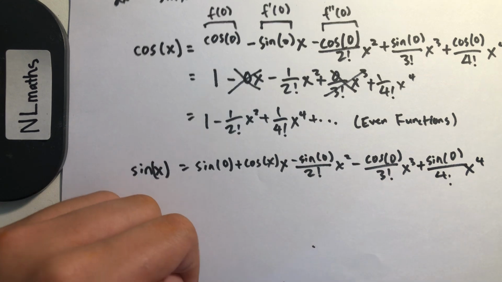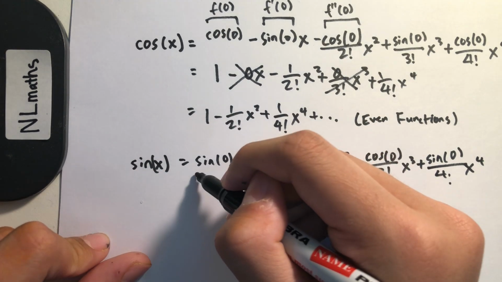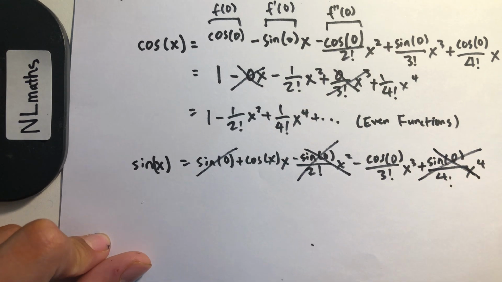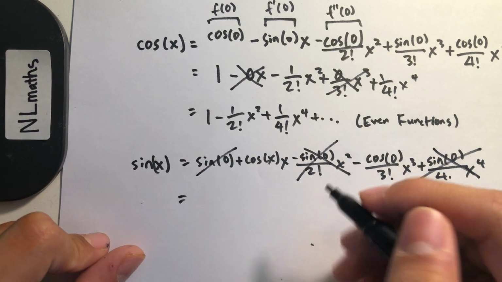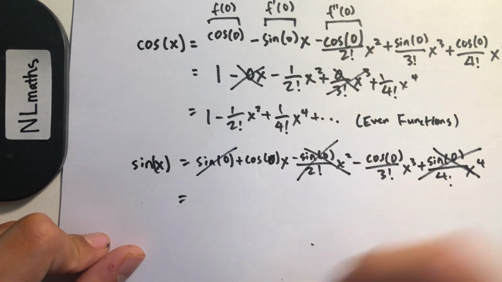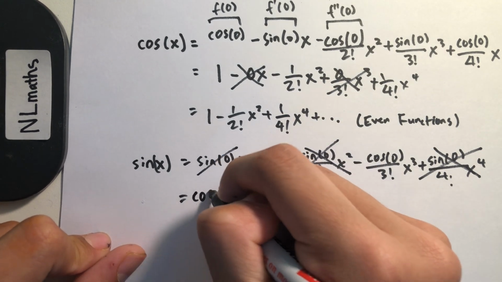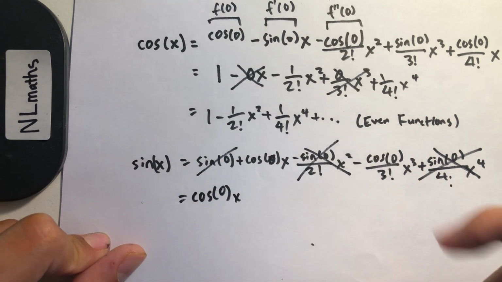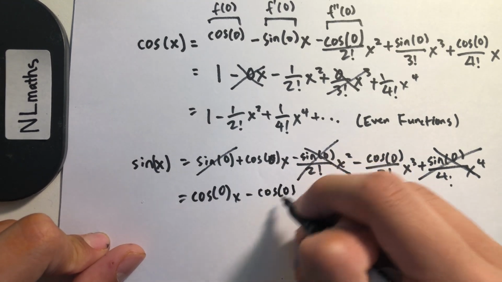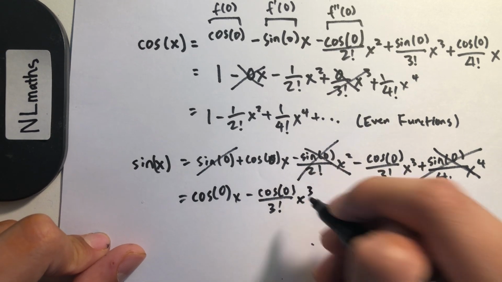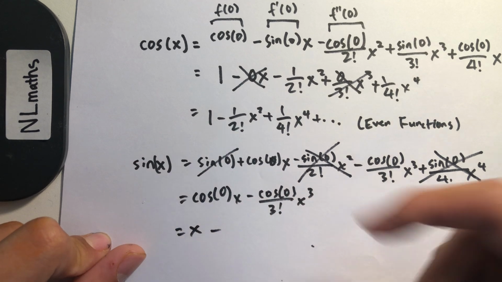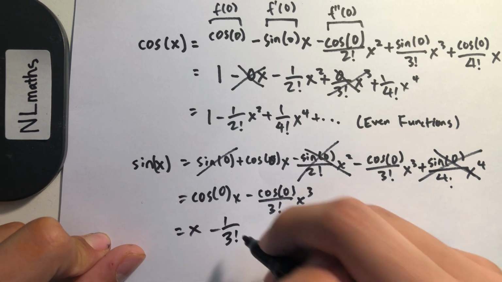So that's nice. We can see that sine of 0 is equal to 0 from previous. So these terms with sine of 0 always disappear. So then, oh my gosh, I'm so sorry. This is supposed to be 0. So then now we have cosine of 0 times x minus cosine of 0 over 3 factorial x cubed. And we know that cosine of 0 equals 1. So that'll be equal to x minus 1 over 3 factorial x cubed.